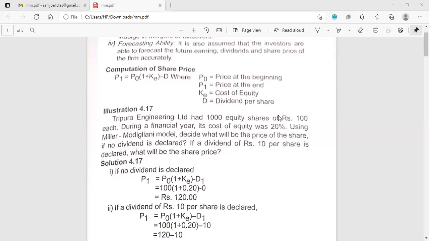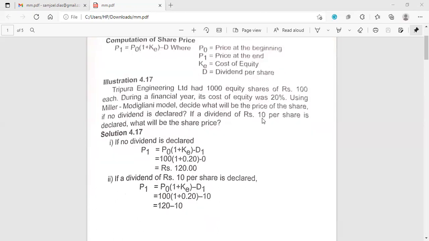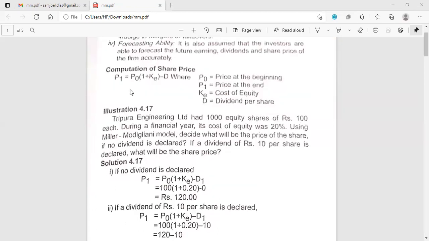Now let us proceed towards the problems. Here the computation of market share price can be made with this formula: P1 is equal to P0.